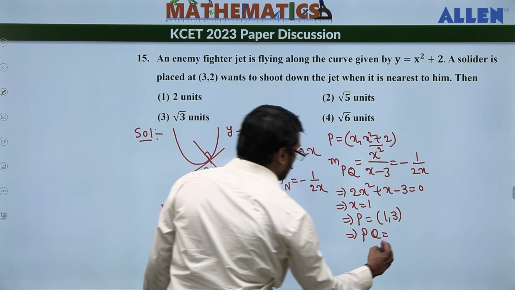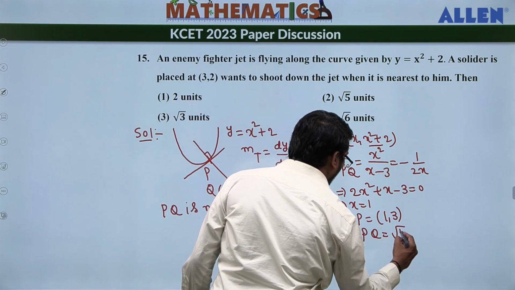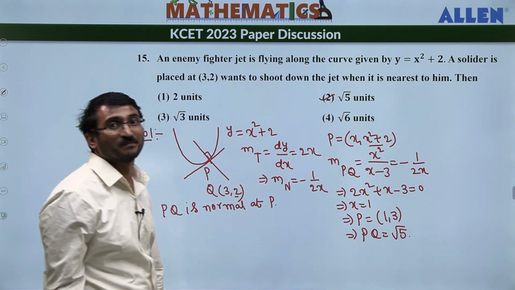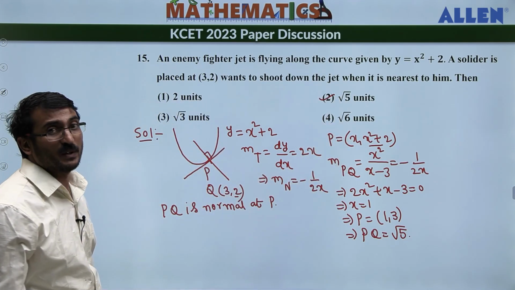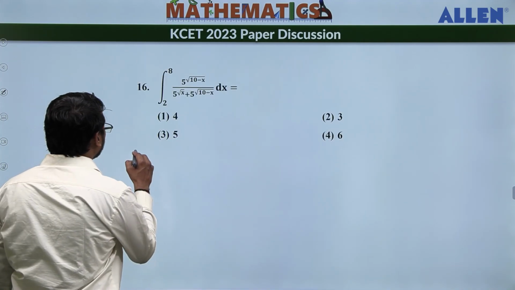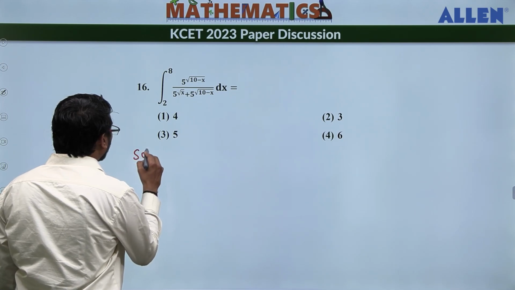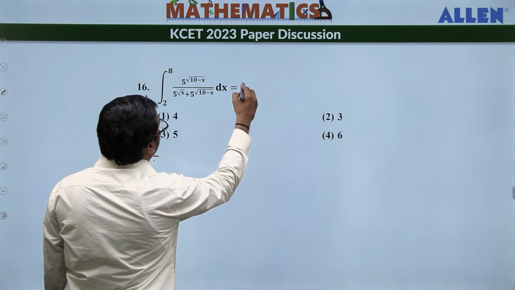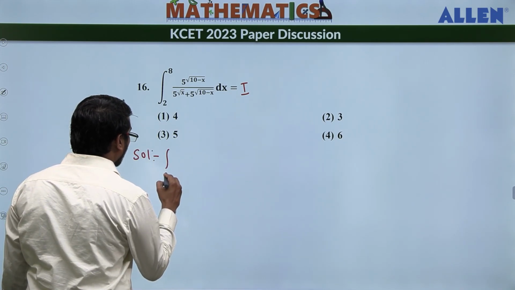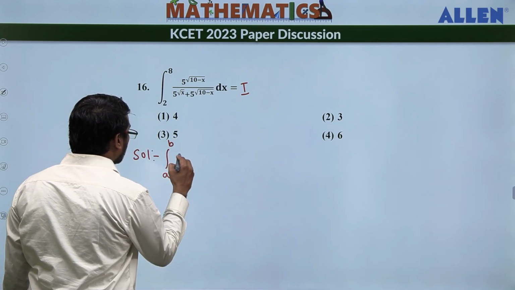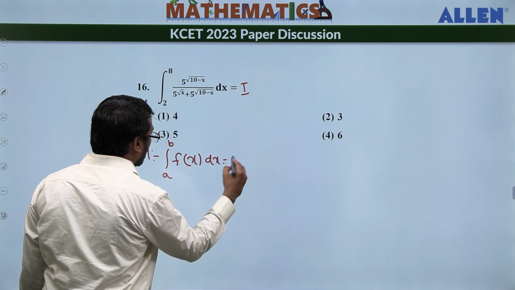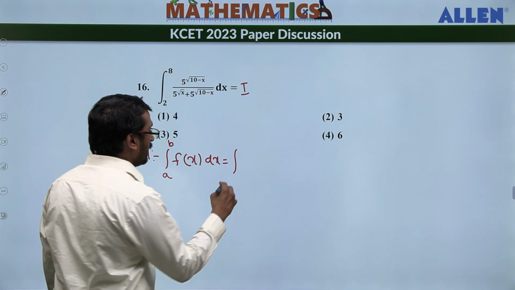Root 5 is the correct answer. So, we will move on to question number 16. Let us call this I. Integral a to b f of x dx is equal to integral a to b f of a plus b minus x dx.